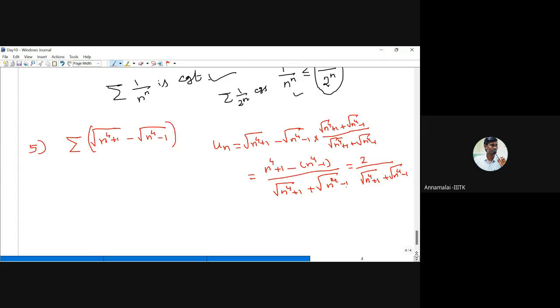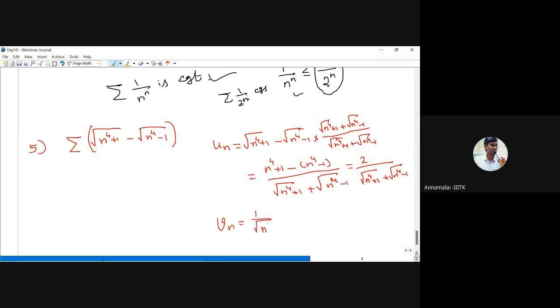Now guess Vn. Can anyone guess Vn? I already said that anything added to a number, we omit that, take the remaining thing, and then sum. 1 by n root n power 4, sir. That is, root n power 4.